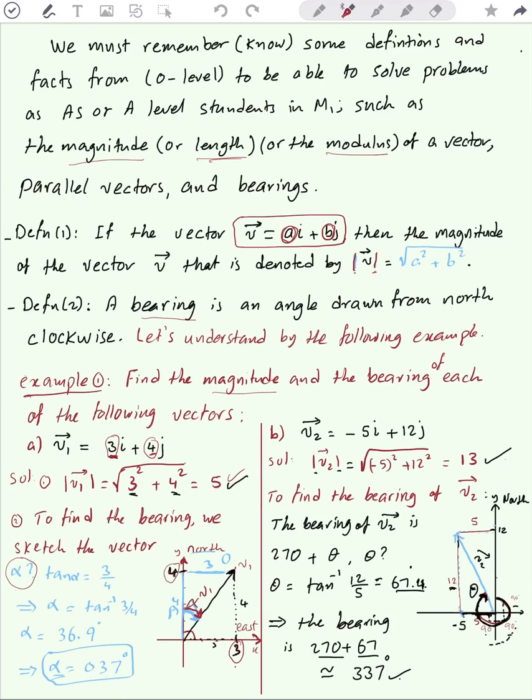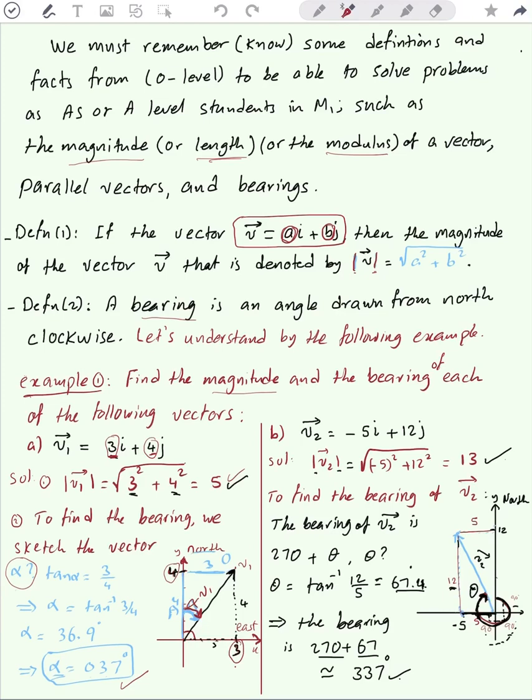Alpha is equal to tan inverse, since tan alpha is 3/4. So we do shift tan 3/4. It's 36.9 degrees. We round to the nearest degree, getting the bearing of the vector V1: 37 degrees.